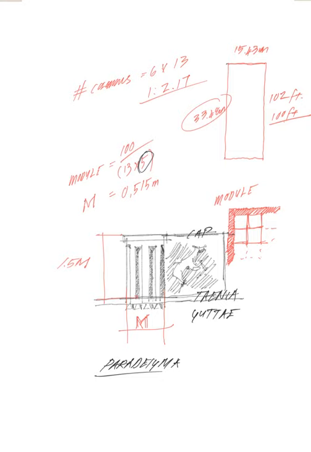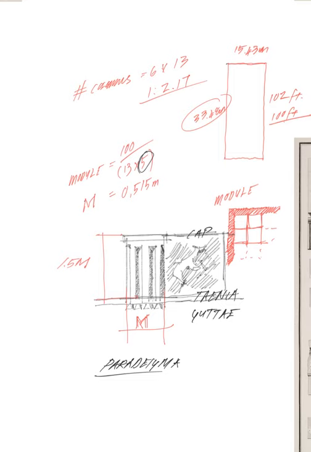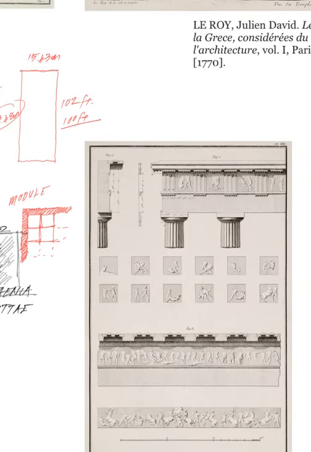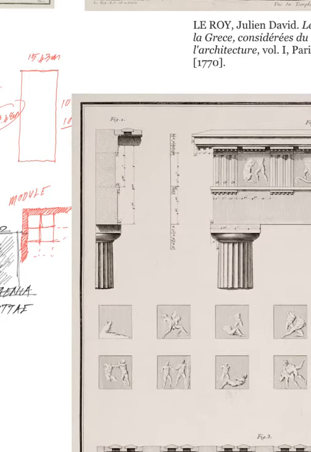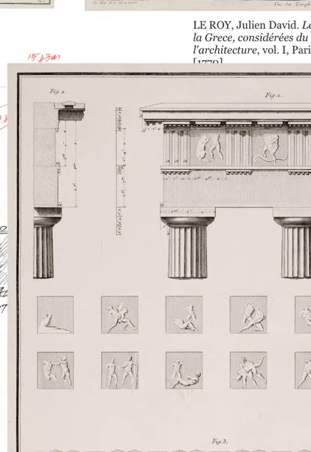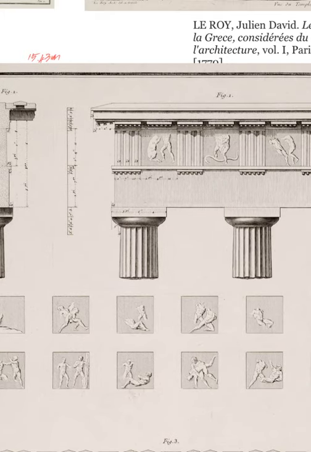And in the case of this temple, the metopes tell the story of the 12 labors of Heracles. And again, beautifully illustrated here by Leroy. And if we zoom in, and if you know the myth, you will recognize some of these events.